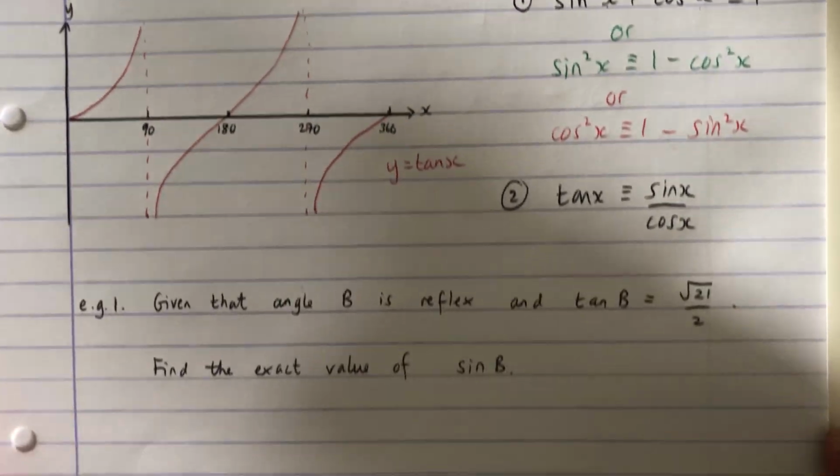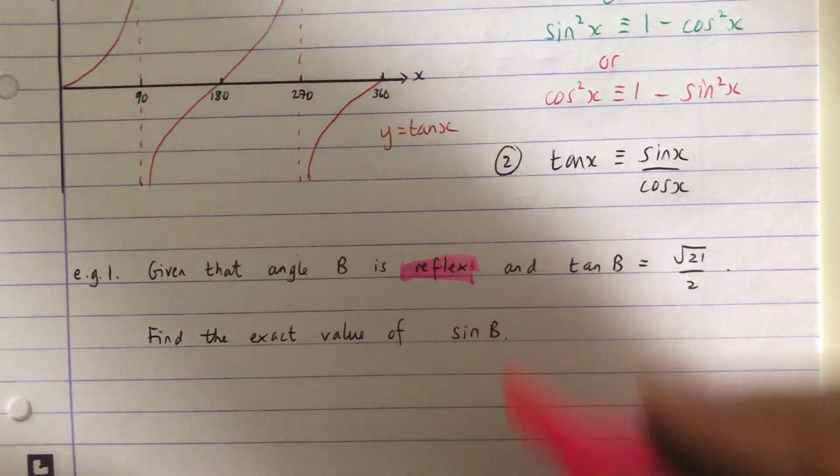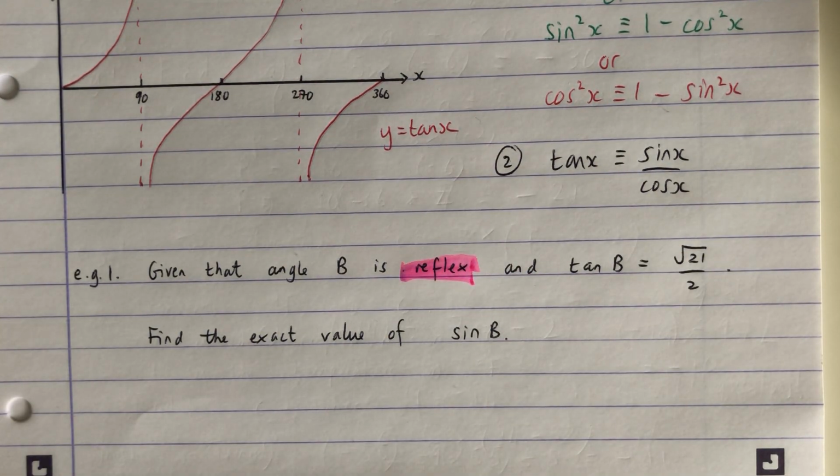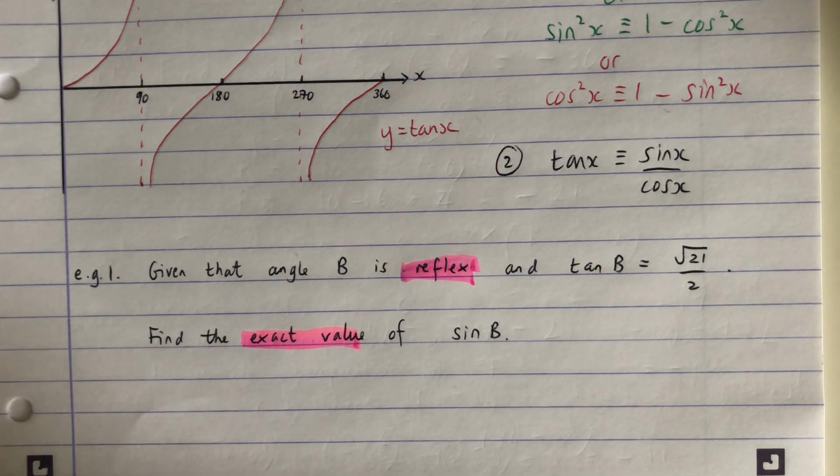Let's see the types of questions they could ask you. E.g. number 1. Given that B is reflex and tan B is equal to root 21 over 2, find the exact value of sine B. Right. When they say exact value like this, that means you can't use inverse tan or whatever to work out the actual angle itself. There's a way to do this without working out what angle B would be itself.